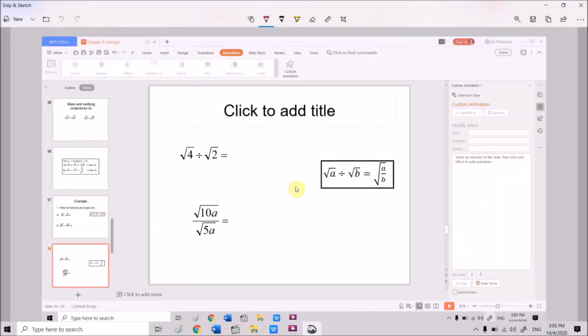Next question. For division, we use the second law. So this is actually surd 4 over 2. 4 divided by 2 is actually 2. And how about this? You can combine this. So according to the law, it becomes 10a over 5a, where 10 divided by 5 is actually 2. And a cancels. So this is the final answer.